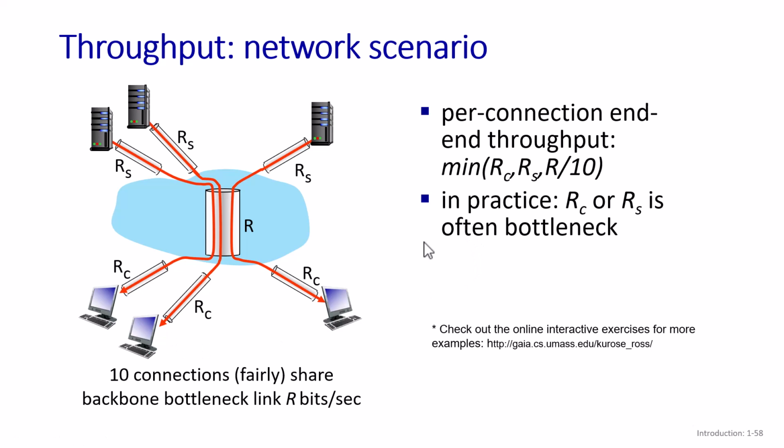Well, in practice, Rc or Rs is often the bottleneck. The capacity at the network core is much bigger than the capacity we see at the network edge. So we can assume in most cases that this R over N is much higher than the capacity that we are going to see in terms of Rs or Rc. So basically the throughput we are going to see is either Rc or Rs, whichever is the smallest one, and that's the throughput that we are going to get.